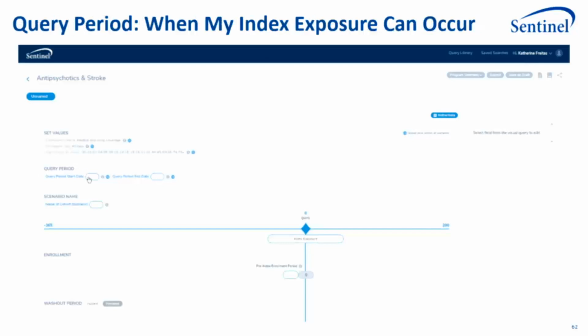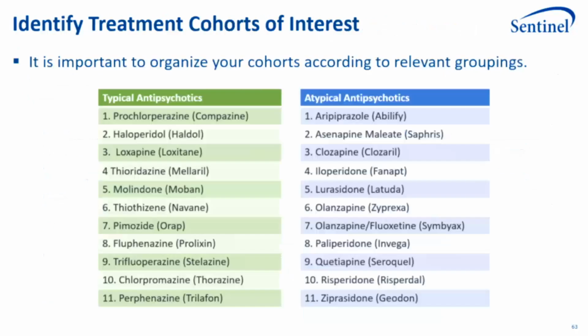So the next piece that we're going to do is think about our query period, when we can expect our index exposure to occur. And we're going to go ahead and enter dates, and those dates are going to tell us when we're going to look for this use of this medication. And so we're going to fill in the information there, and this is located in our query period section.